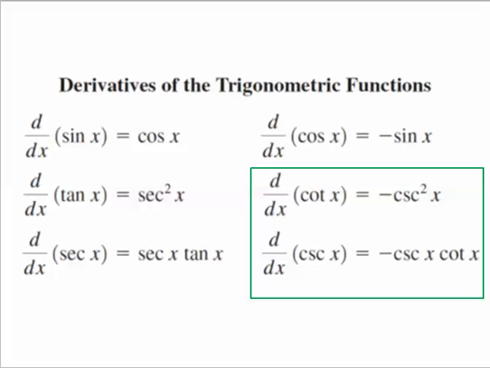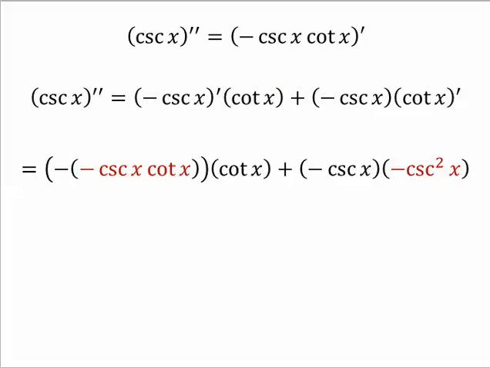Well, the derivative of cotangent is negative cosecant squared. The derivative of cosecant is negative cosecant cotangent. So we put this information into our work. So the derivative of cosecant is negative cosecant cotangent. The derivative of cotangent is negative cosecant squared. The rest is just cleanup.